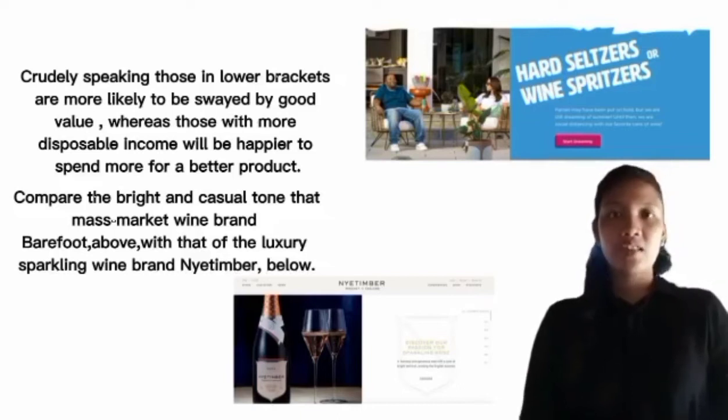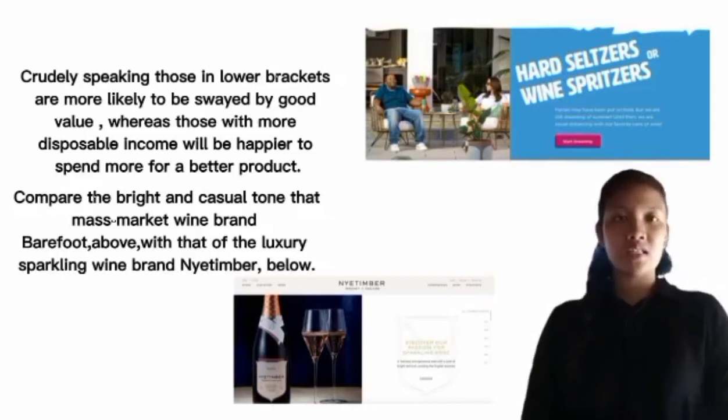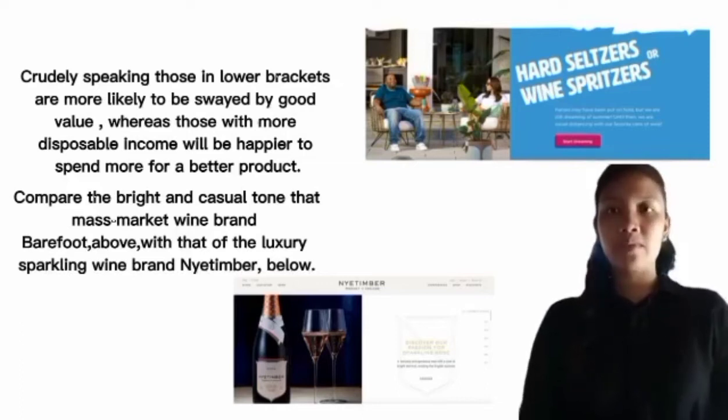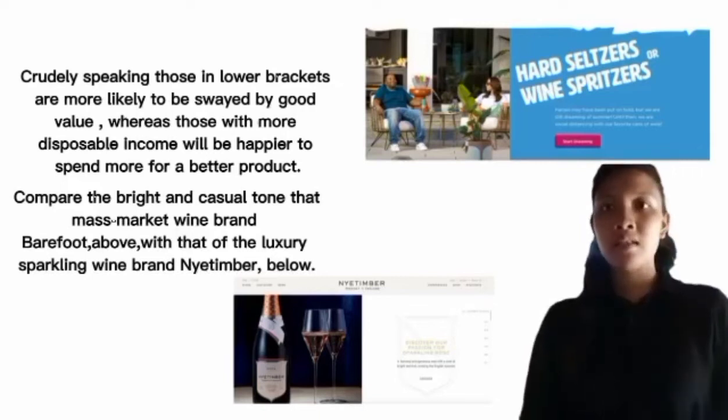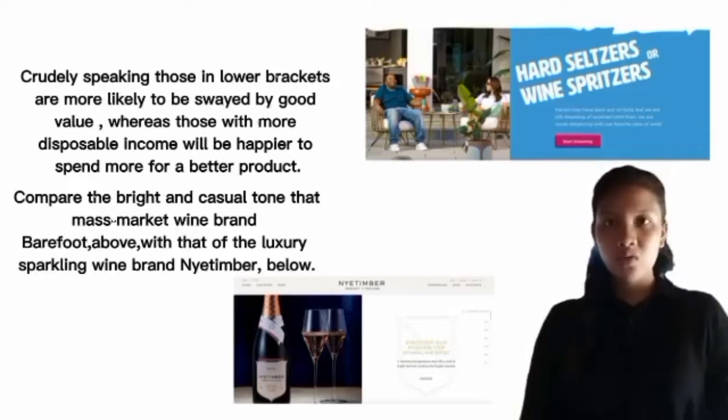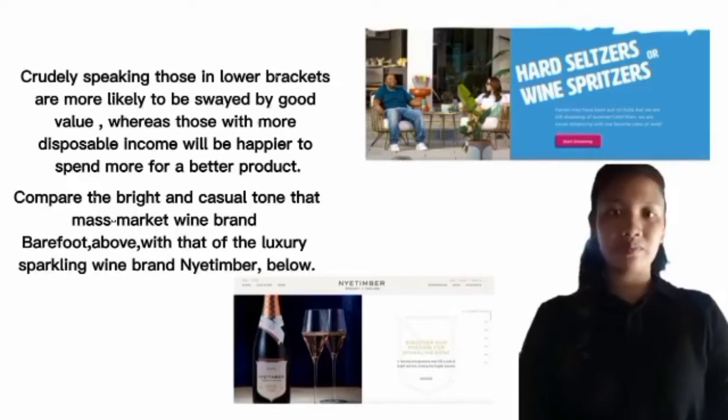Crudely speaking, those in a lower bracket are more likely to be swayed by good value, whereas those with more disposable income will be happier to spend more for a better product. Compare the bright and casual tone that mass-market brand Barefoot uses above with that of the luxurious sparkling wine brand below.